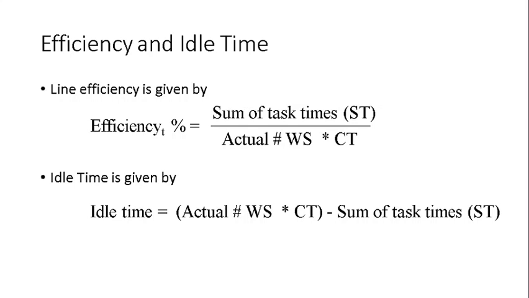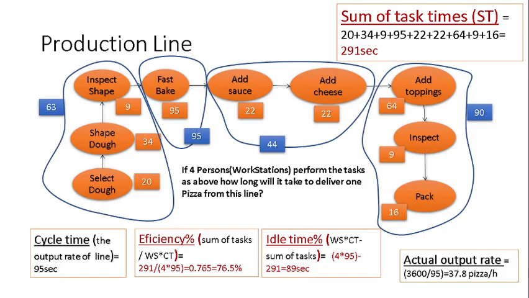And there are two indices that we use in order to find out whether our setup is efficient or not, and what the idle time is that we will face in this setting. The line efficiency, in percentage, is the sum of task times divided by the actual number of workstations times the cycle time. And the idle time is the difference between the actual number of workstations times the cycle time and the sum of task times. Those numbers are quite useful when we want to reach a conclusion for our line balancing problem.